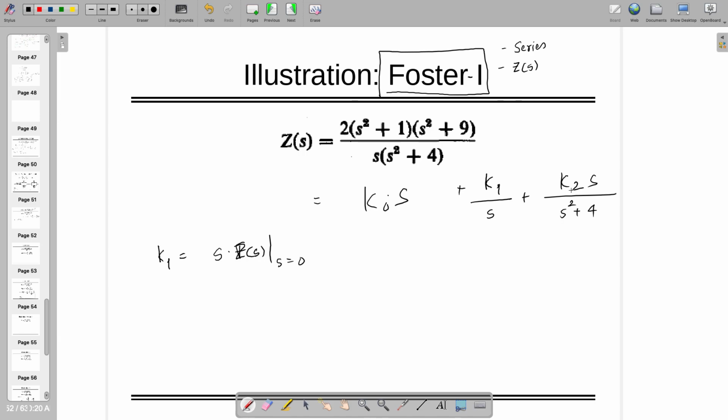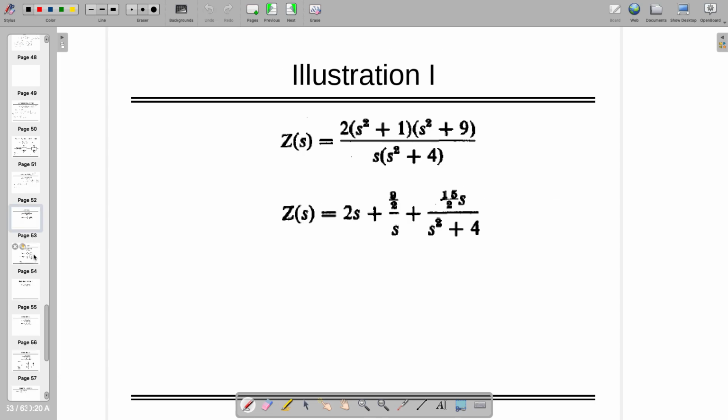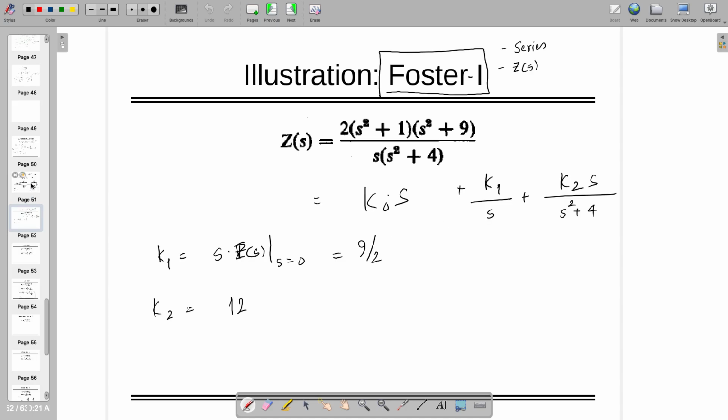Give me the answer. 9 by 2. What about k2? 12. Okay, is it correct? 12? Because 12 is an unfamiliar answer to me, compared to what is given in the book. That's why I'm asking. Please recheck. The answer is 15 by 2, by the way. You should get 15 by 2. We'll do it last. Yes, it's equal to pole at infinity. You're right. I wanted to tell that at the end.